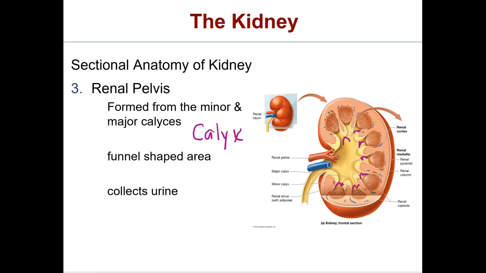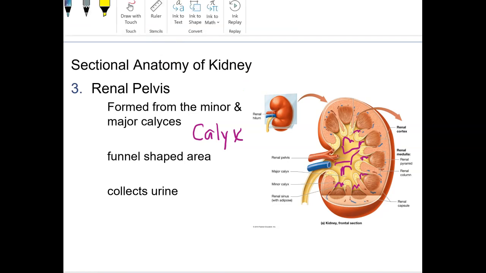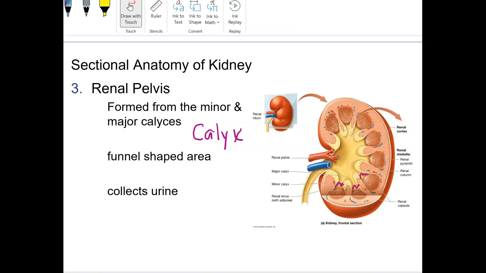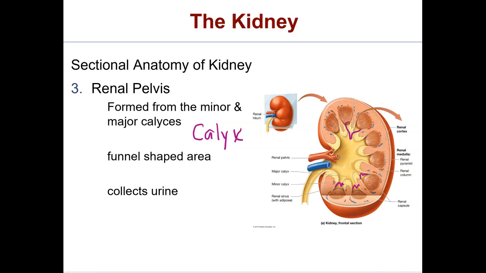The major calyx is the area that's going to collect from more than one. So this is basically major calyxes. So a bunch of those minors are going to drain into what you see as the major. So if I could maybe clarify this, let's look at the ones up here. So we have a minor here, a minor, and a minor, and then this would be a major because it's collecting from more than one. And so all of this drains into the pelvis, and then the renal pelvis is what sends the urine out the ureter.